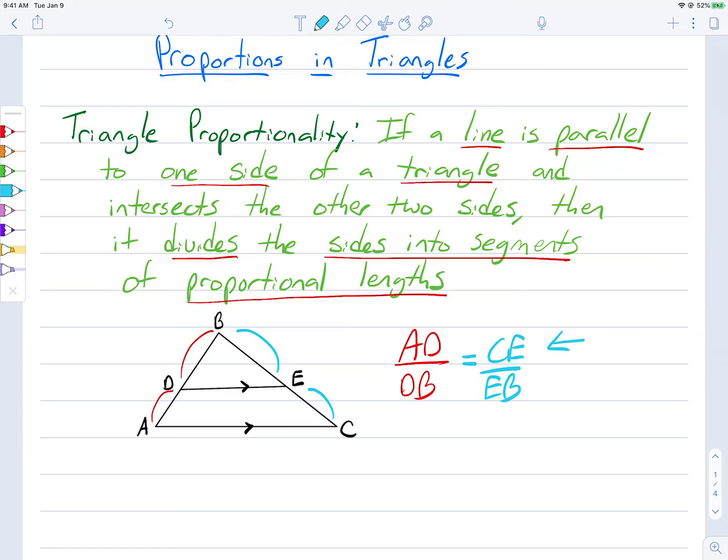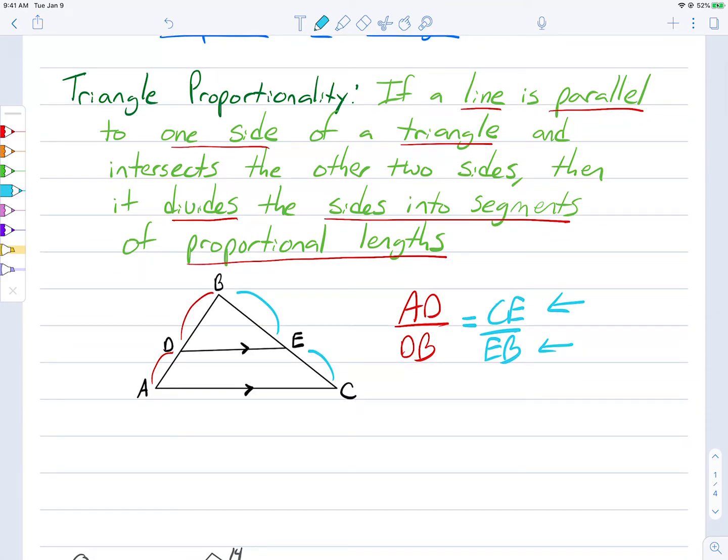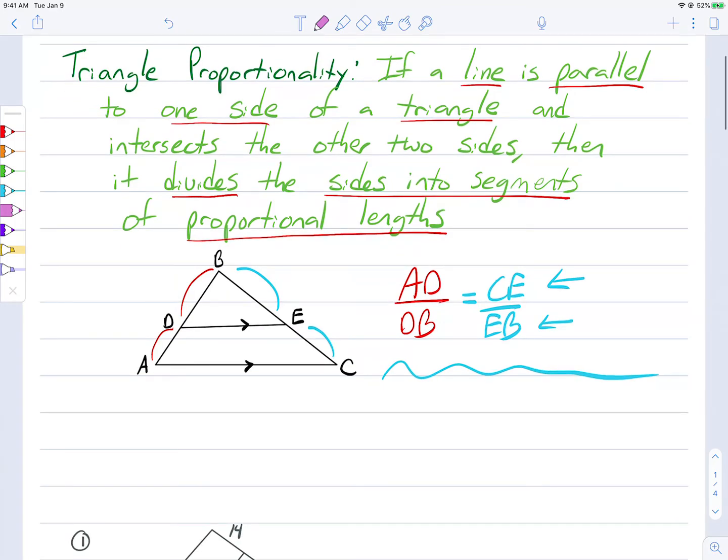The numerators are both the bottom portions of the triangle, and the denominators are both the top of the triangle. Now you could write that completely upside down, DB over AD equals EB over CE, and that's absolutely fine. Now, of course, as always, there are many ways to write the same stuff. If I wrote it as a proportion of the bottom two lengths, so AD over CE, that would be the same as the top two lengths, so DB over EB.